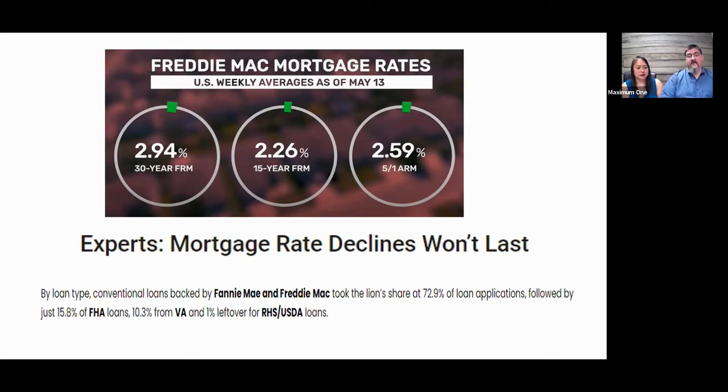And so we've had 4 weeks in a row, but understand that everybody, and I do mean everybody, is like, listen, mortgage rates, the decline is not going to last. We're not going to stay under 3. We need to be prepared and preparing our clients for that kind of thing.